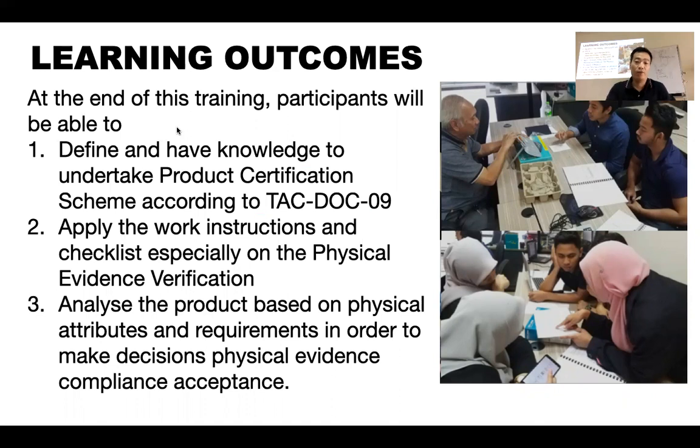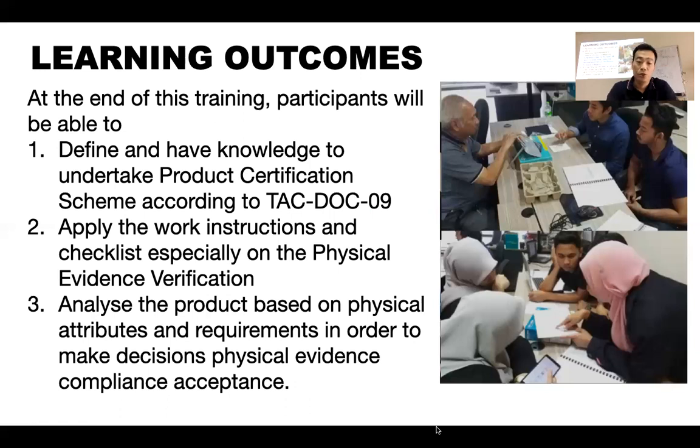Okay. And of course, on our side, we need to analyze the product based on the physical attributes and requirements. Physical attributes as in the outside, how it looks like. If let's say they give us 4 antennas, the actual product must have 4 antennas. Okay, and whatever is on the outer part, the printing, the brochures, must fulfill our requirements, so that after you analyze, it allows you to make a decision on physical evidence compliance acceptance.